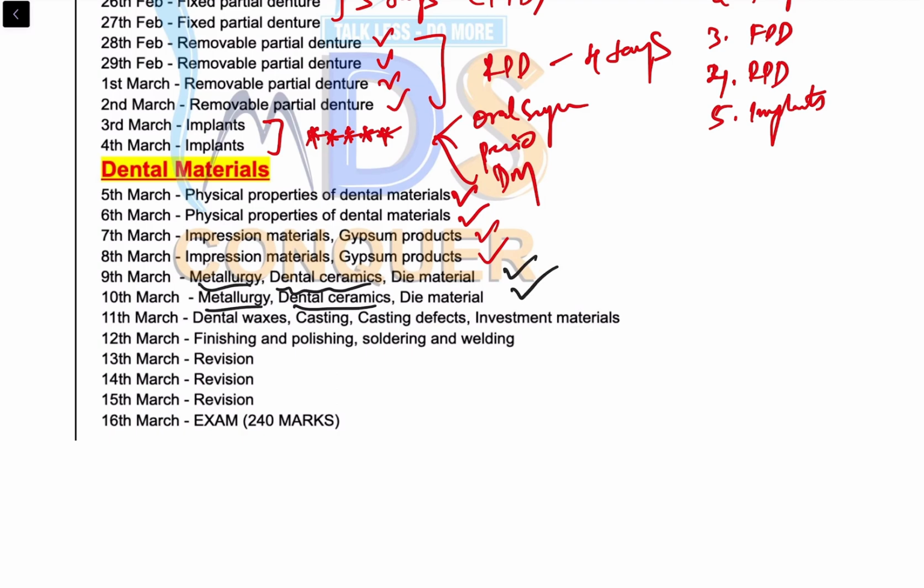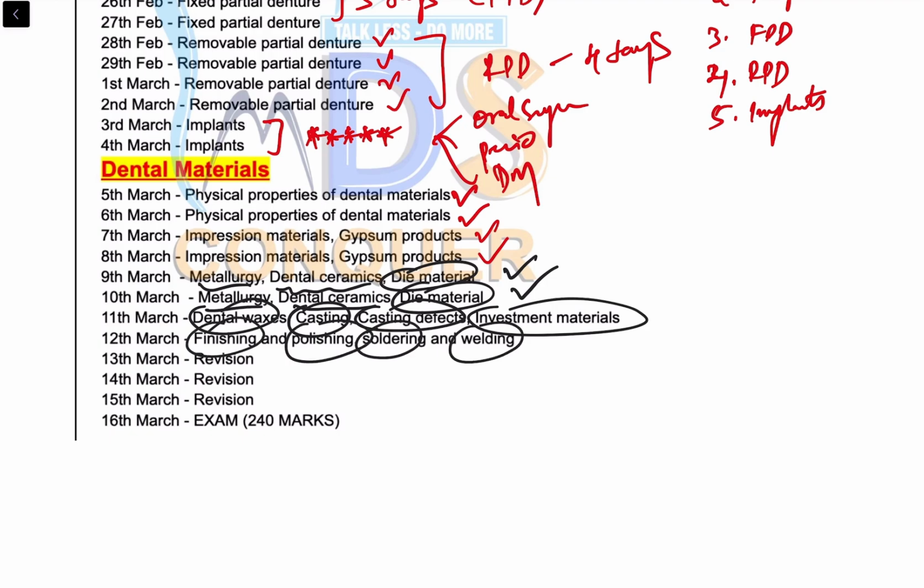Even if you see the recent NEET MDS 2023 or the recent INICET, you have so many questions on these areas. And all the minor topics, like dye material, which can be done in half an hour. Dental waxes is a short topic. Casting machines, casting procedures, casting defects, investment materials, soldering, welding, brazing, finishing, polishing, all these are minor topics.